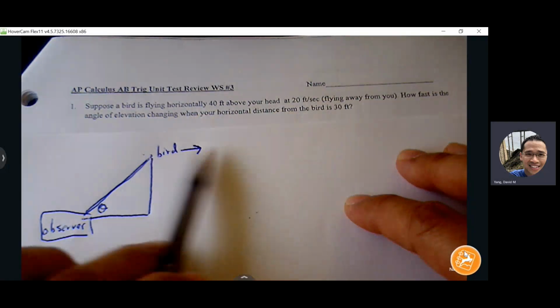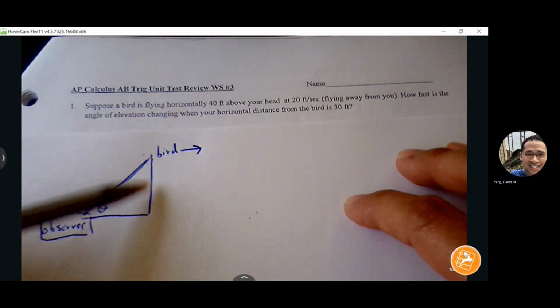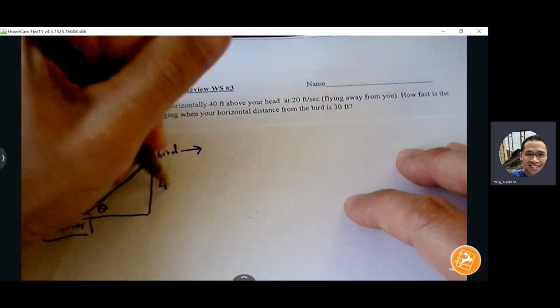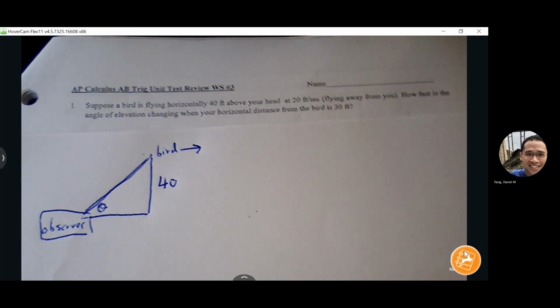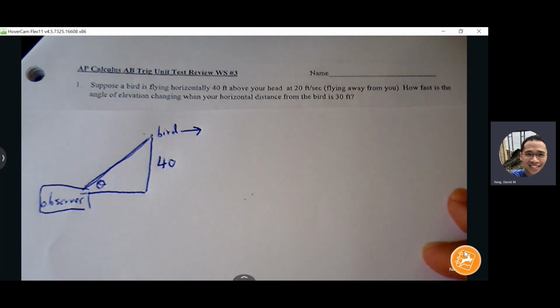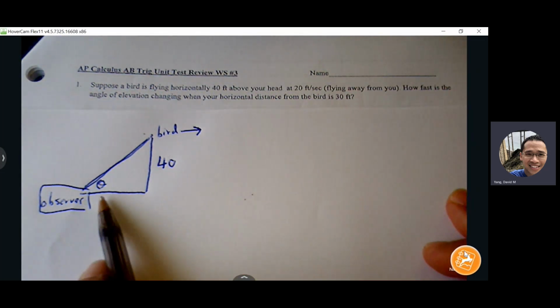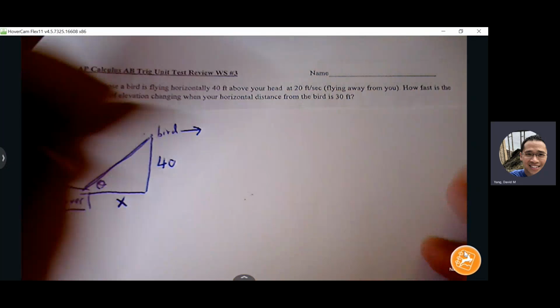The bird is flying horizontally 40 feet above your head. So you know that this distance is always going to remain what? 40. So that's nice. We know there's a constant in this problem here. How fast is the angle of elevation changing when your horizontal distance is 30 feet? Now, if the bird is flying away, is this distance going to stay 30? It's going to change, right?